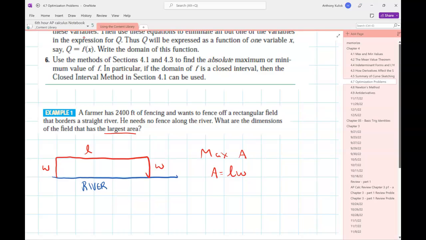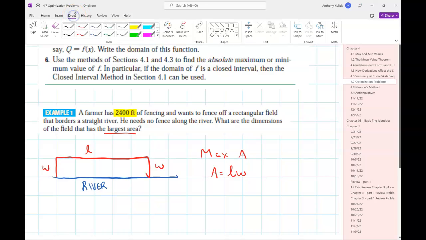So what's the problem with the area formula that I've written here? It's in terms of two variables. So I need to find a way to either eliminate or rewrite W in terms of L or L in terms of W. It doesn't really matter which. What am I going to use to do that? What piece of given information haven't I done anything with? 2,400 feet.